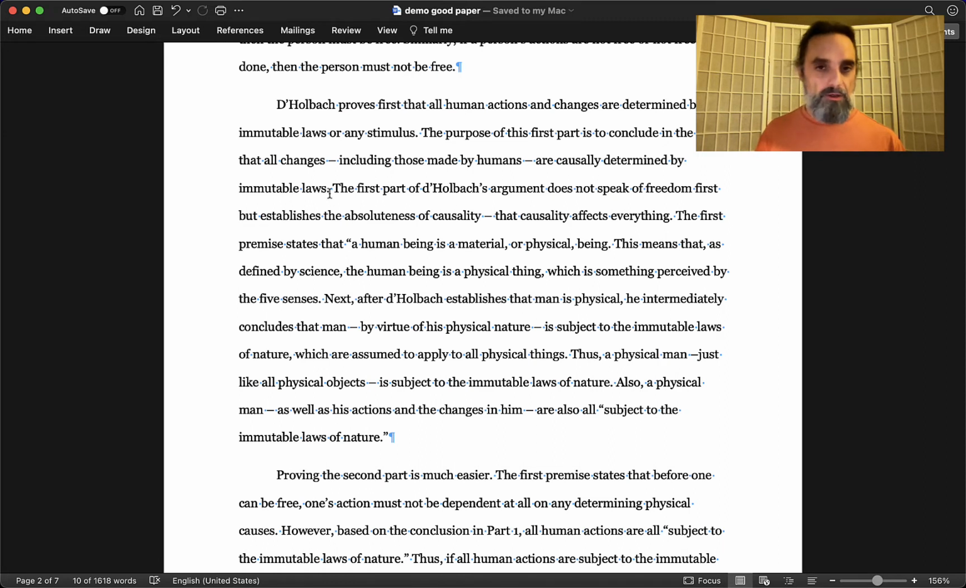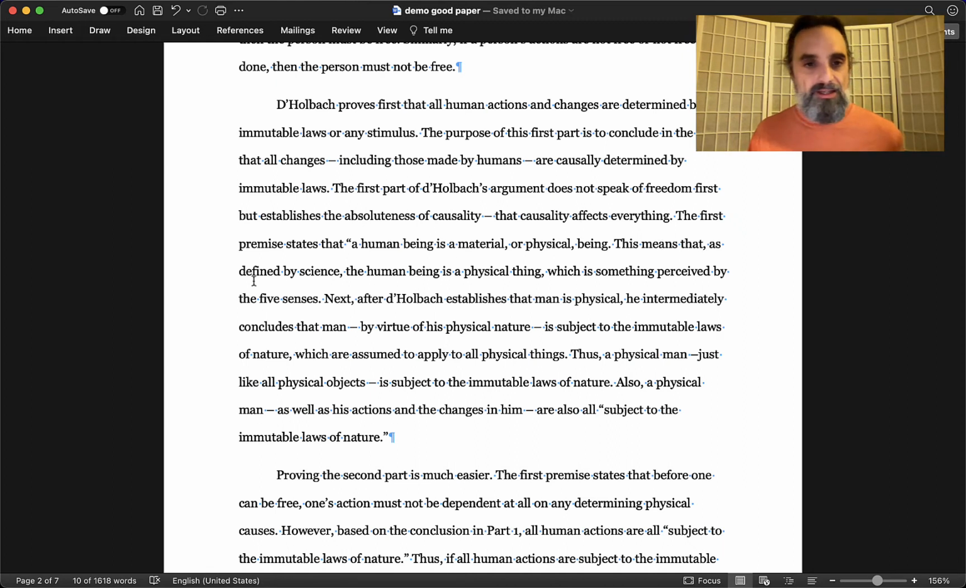So here we're learning what it is about the argument that's important, and we're learning, okay, this first argument is about how everything is caused. And we're going to learn why. The first premise states that a human being is a material or physical being. In particular, everything about humans is caused.